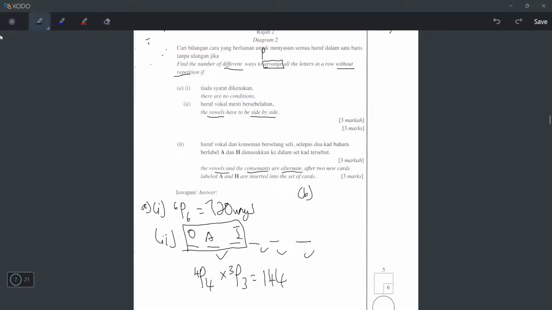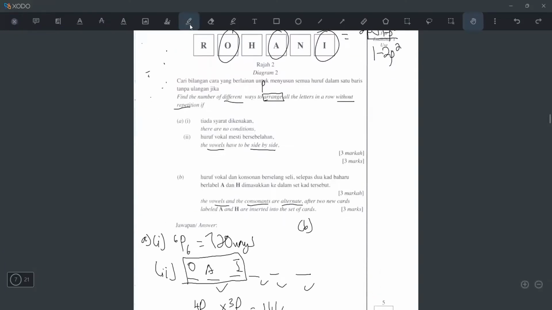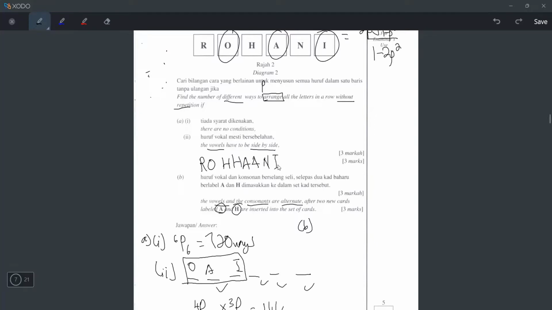Oh, there are repeating letters already, because now, the original one is Rohani, right? It's six cards, right? But now they add two cards, A and H. It will become R, O, H, A, H, and then another H, and then A, and then another A, because you add one H, one A, and then N, I. So now, it won't be 6P6 already. It will be 1, 2, 3, 4, 5, 6, 7, 8. It will be 8P8 or 8 factorial, okay?